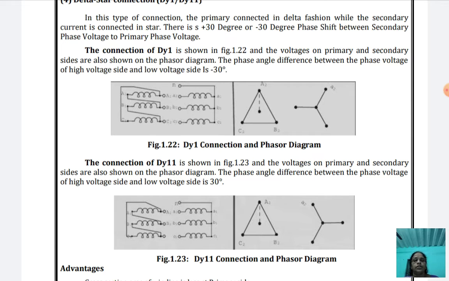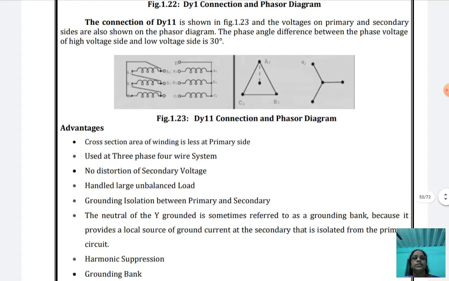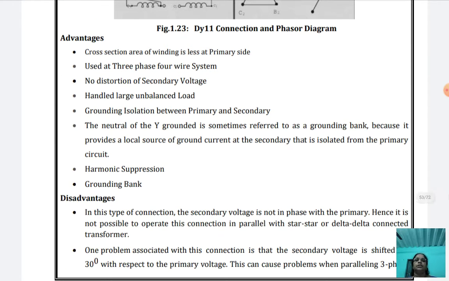Another, figure 1.23, is the 11 o'clock position, this is the plus 30. That means the phase angle difference between the phase voltage of the HV side and LV side is plus 30 degree shift only. So what are the advantages of these types of connections, that is Dy1 and Dy11, the delta-star connection of the vector group?